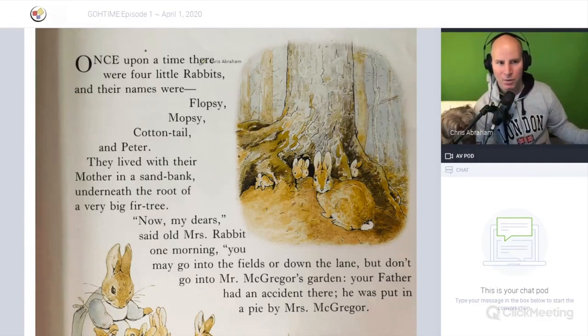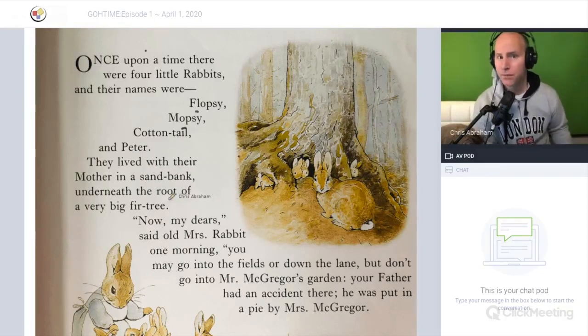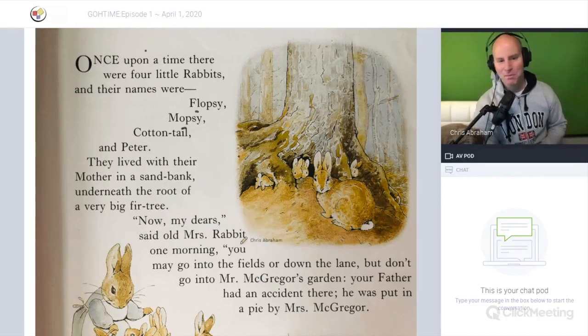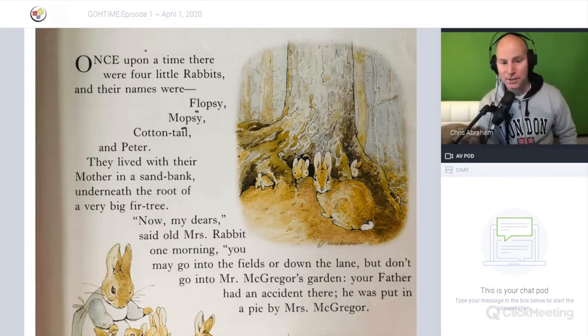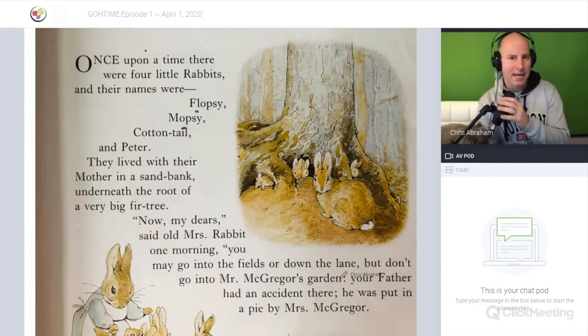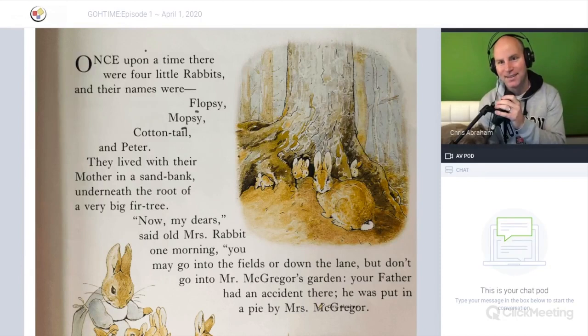Once upon a time, there were four little rabbits, and their names were Flopsy, Mopsy, and Cottontail, and Peter. They lived with their mother in a sandbank underneath the root of a very big fir tree. "Now, my dears," said old Miss Rabbit one morning, "you may go into the fields or down the lane, but don't go into Mr. McGregor's garden. Your father had an accident there, and he was put into a pie by Mrs. McGregor."